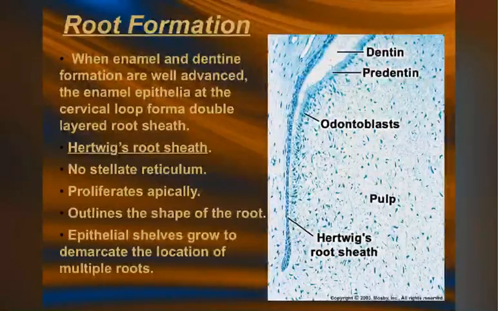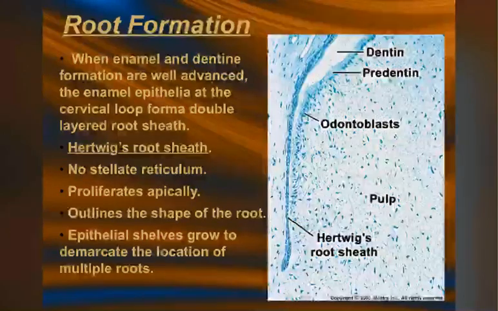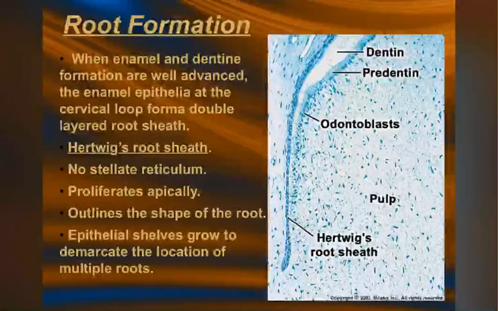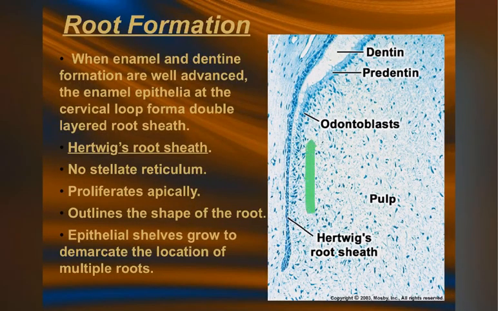It also induces the cells of the dental papilla in close proximity to the sheath to become odontoblasts. And when these cells, the odontoblasts, are induced, they start to form dentine as pre-dentine first, then the pre-dentine gets mineralized and becomes dentine.